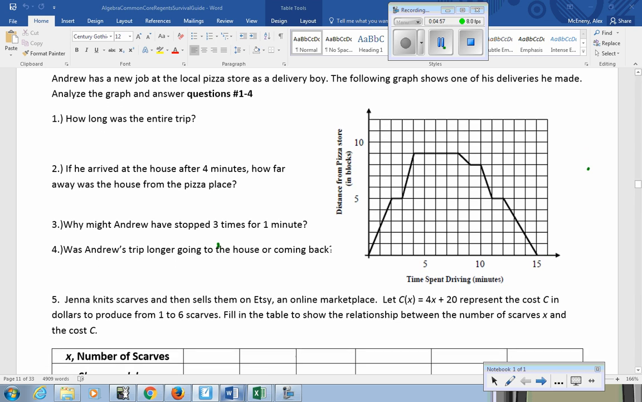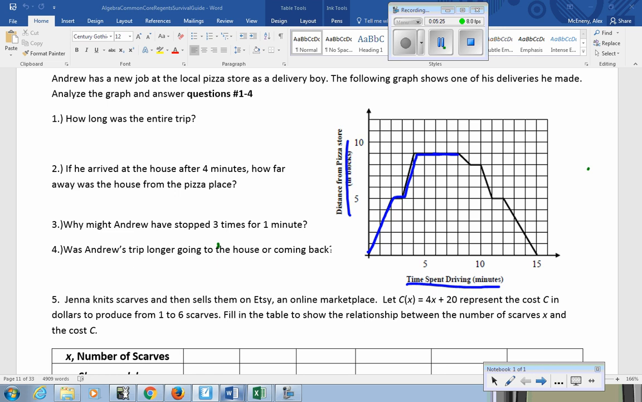Okay. So he's a local pizza boy, Andrew, talking about the deliveries he made. So you want to focus on what the variables mean. So time is the x variable, and then in this case the distance from the store is the y variable. So in this case, he's going farther away. There's a little break for about a minute, and then there's a 4-minute break.